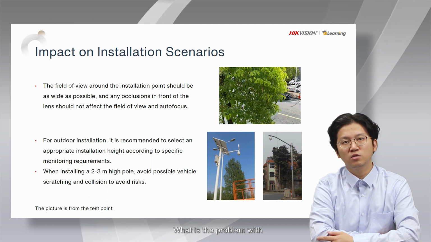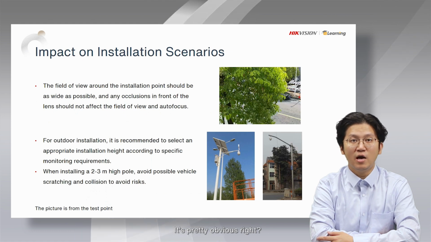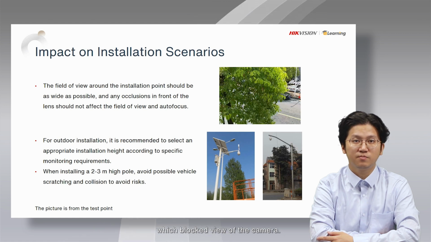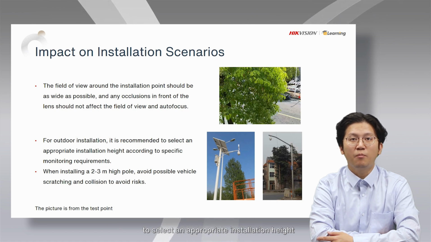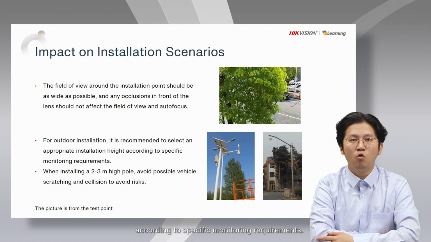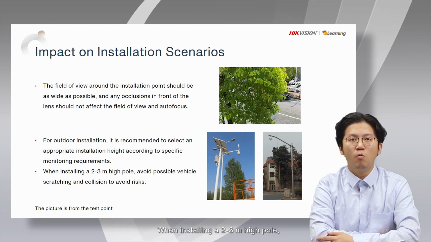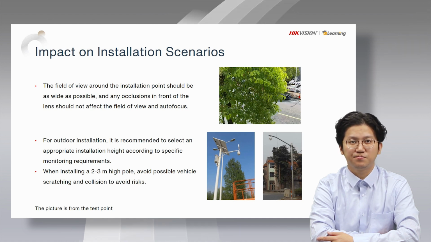So what is the problem with the top right preview of a camera? It's pretty obvious, right? There are too many branches and leaves of the tree which block the view of the camera. So for outdoor installation, it is recommended to select an appropriate installation height according to the specific monitoring requirements, like it shows in the picture down right. So when we're installing a 2 to 3 meter high pole, we should ensure the pole can avoid possible vehicle scratching and collision to avoid risks.